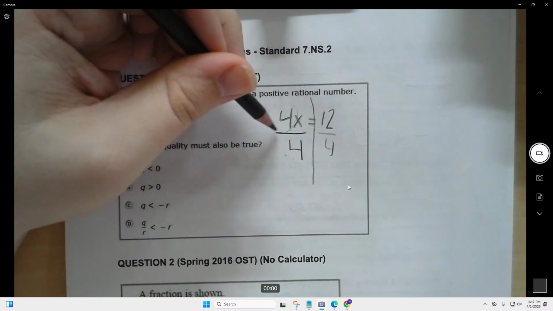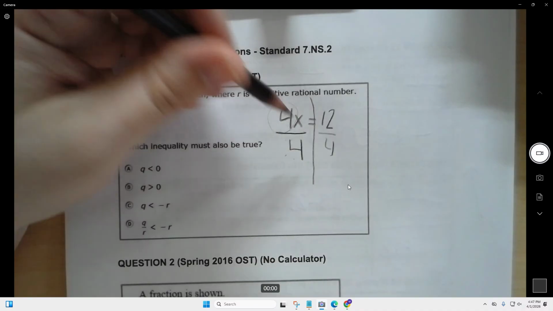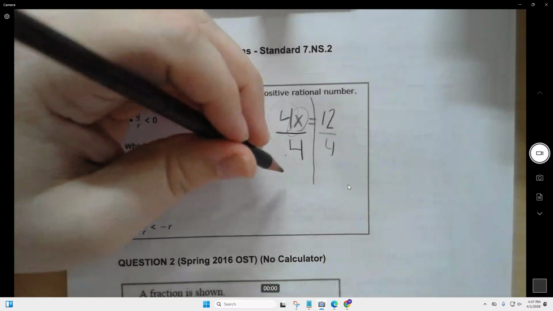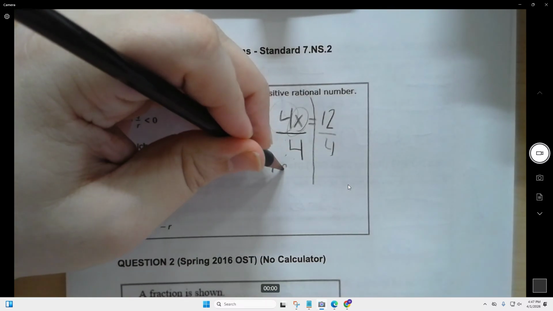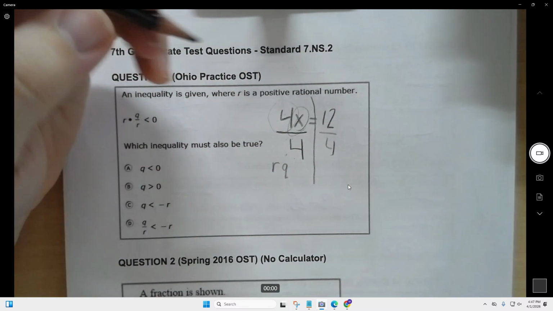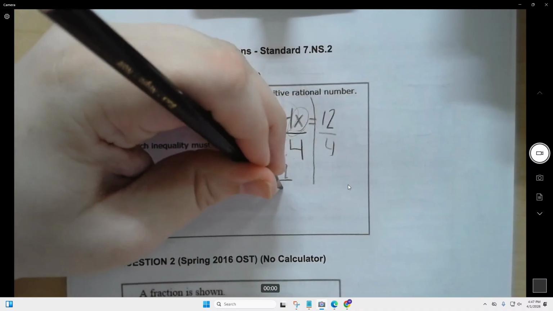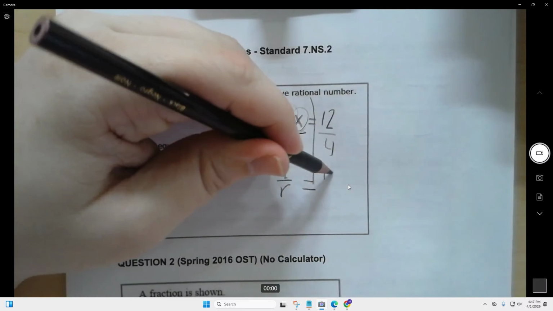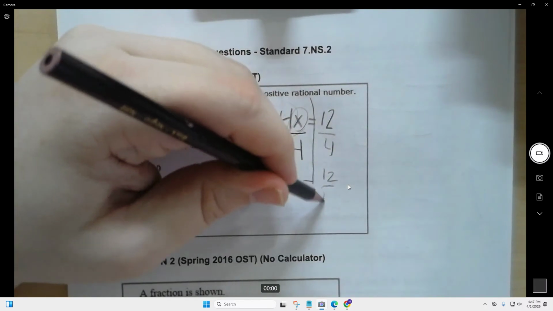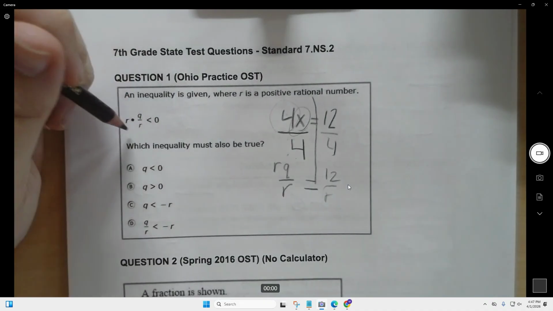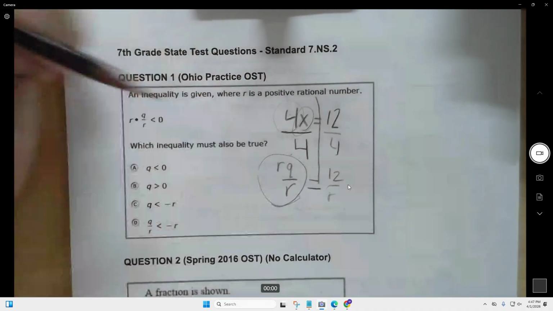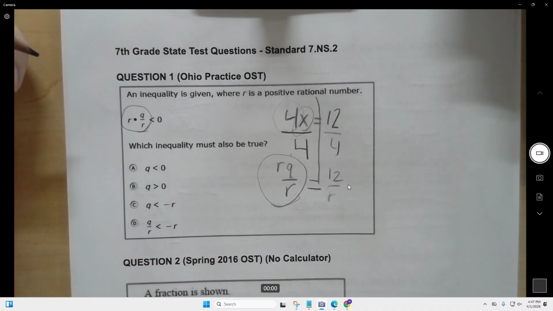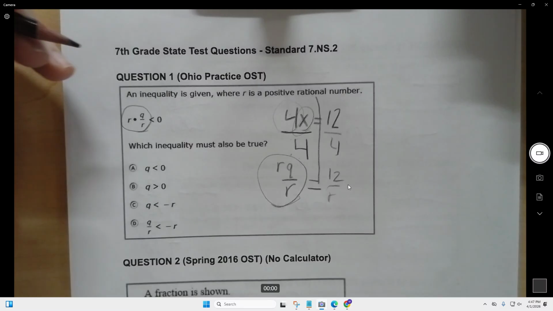Let's take out 4 and replace it with r. And let's take out x and replace it with q. This becomes rq divided by r is equal to 12 over r. Okay? This looks an awful lot like this because it is the same thing.